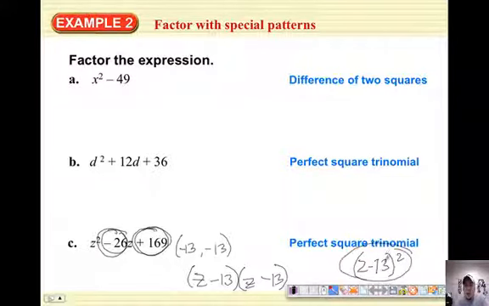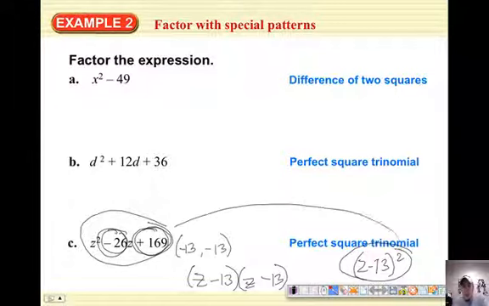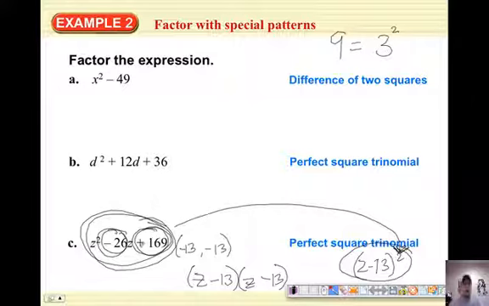And once again this is also a square because if you factor it, it is a perfect square. Just like 9, if you factor it, is 3 squared. Okay, this is a perfect square trinomial. All right, so a little bit of special patterns here just to think about.